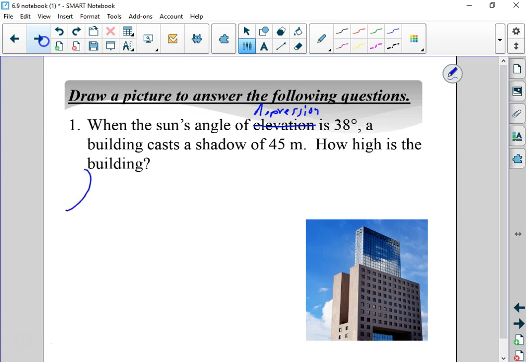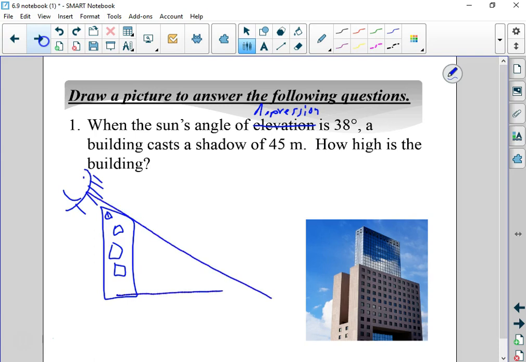So we're going to put Mr. Sun up here. There's Mr. Sun shining down. Okay? And here's the building. Great building. Okay? The little windows, like something Willy Wonka built. Alright? And it's casting a shadow from the building. Well, if the sun rays are coming down like this, here's the ground. Okay? It says it casts a shadow of 45 degrees.